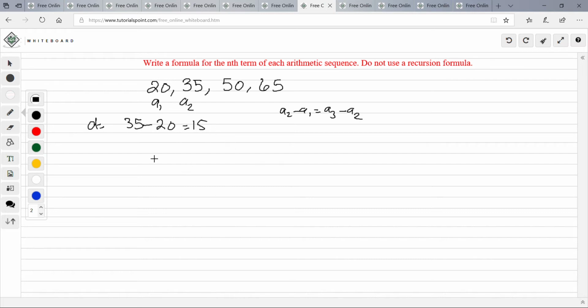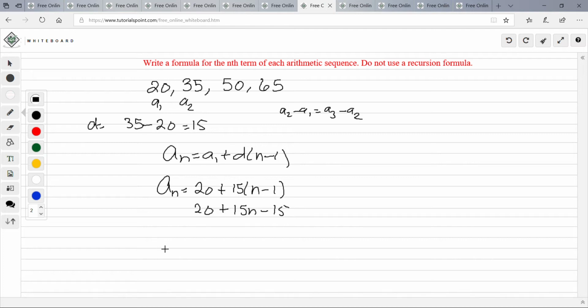So we use the nth term formula for arithmetic. So it's going to be an equals a1 plus d times n minus 1. So an is, we know the first term is 20. We know the difference is 15. So if you distribute that, it would be 15n minus 15 plus 20. So our final answer should be 15n plus 5.